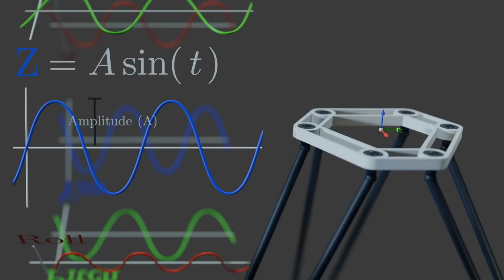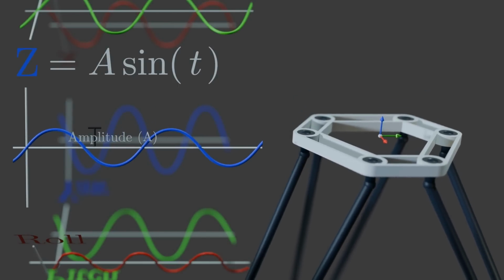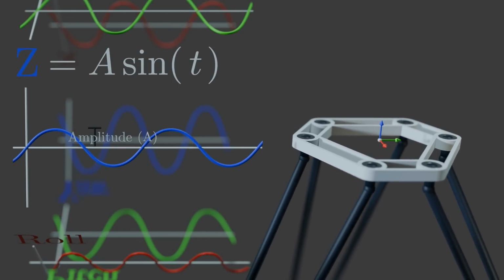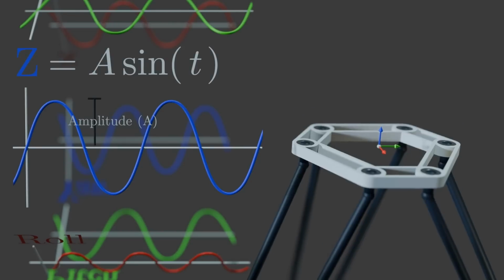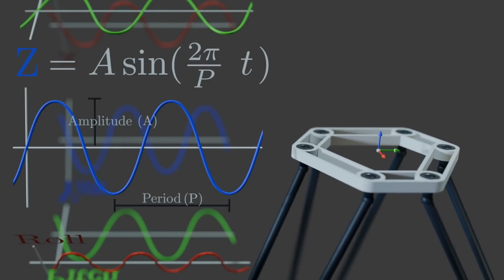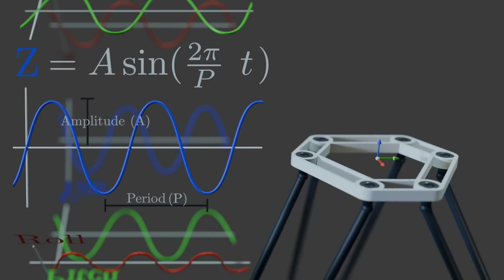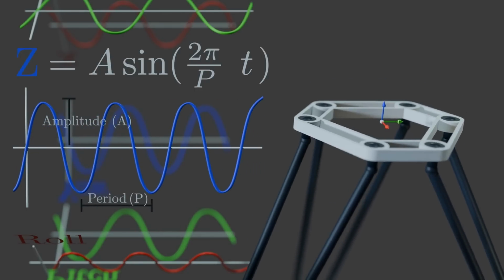To come up with a specific solution, we need to set the parameters for each sine wave. First, we have the amplitude, which controls how far the top plate will move during a cycle. Increasing this value will make larger, faster movements. The period is the parameter that controls how many seconds each cycle lasts. So if we were to set p equal to 2, the pattern would repeat every 2 seconds.